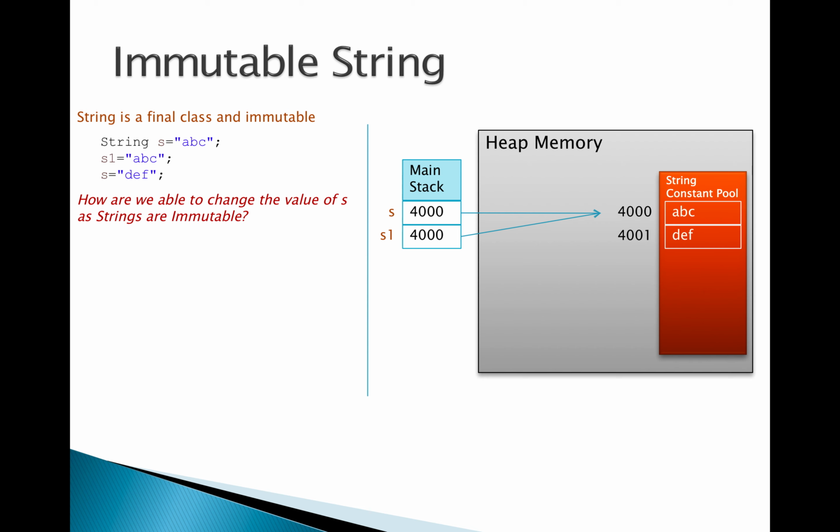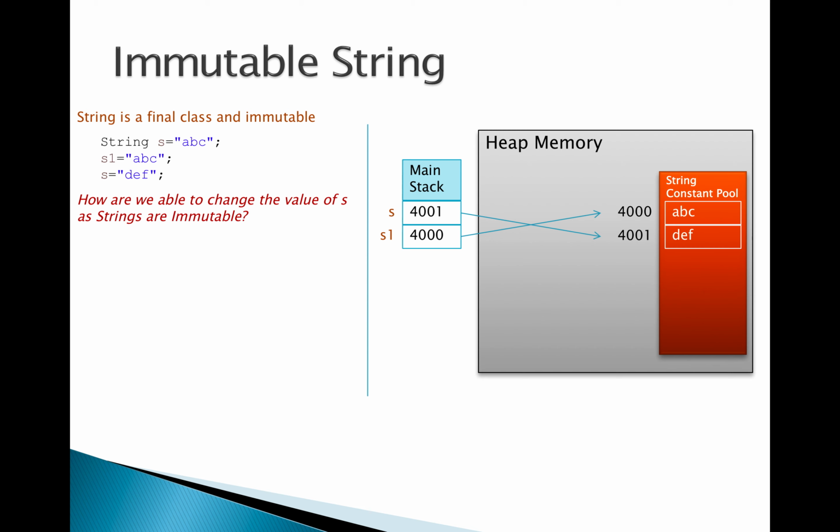Now what will happen to s is going to give away the value of 4000 and it is going to point to change it to 4001. So if you understand it, here s is changing from 4000 to 4001, but abc is not changing. ABC is still sitting out there. We are not updating ABC to def. Once the strings are created, it is created. You cannot alter it. You cannot update it.